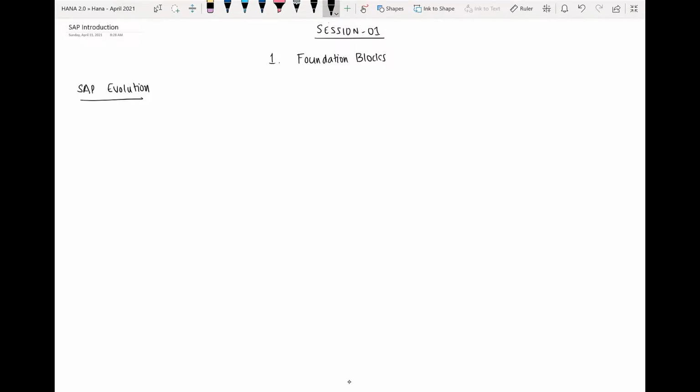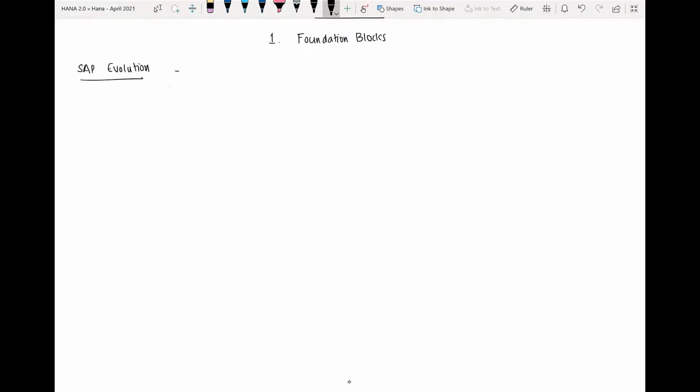I'm sure that many have heard the term SAP. SAP stands for Systems, Application, and Products in Data Processing. If you Google the term, this is the abbreviation. So that's what the naming convention stands for.